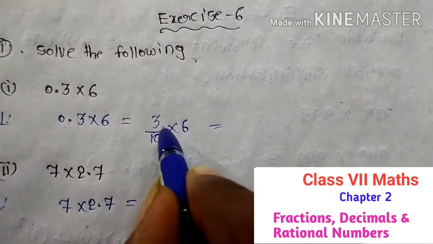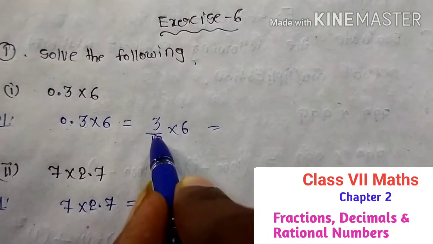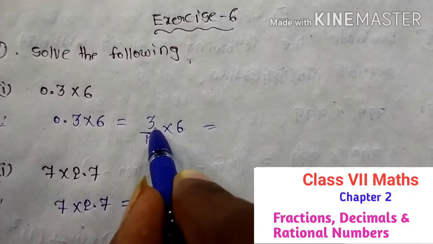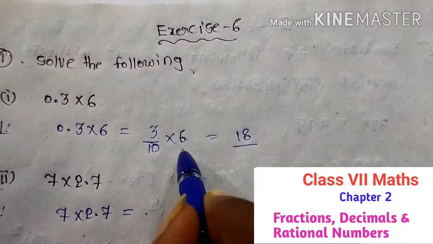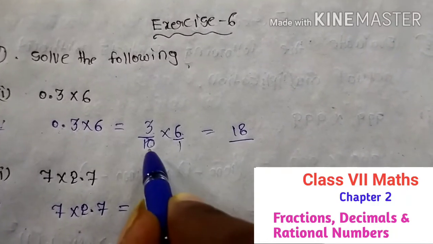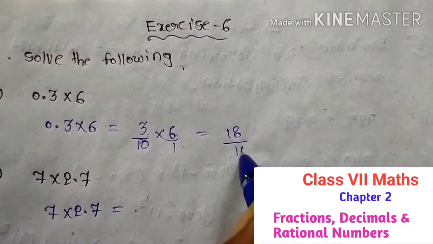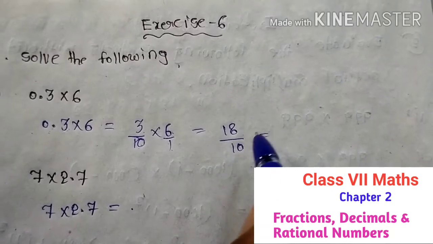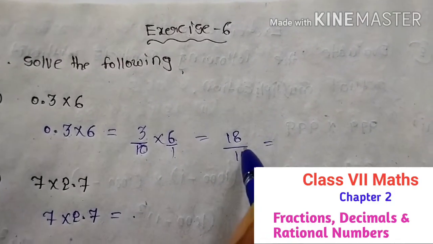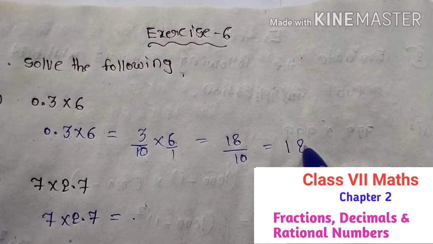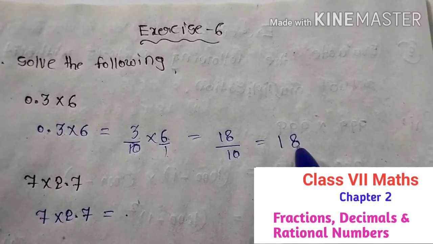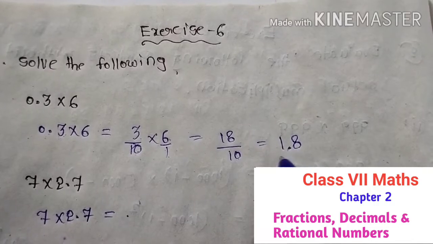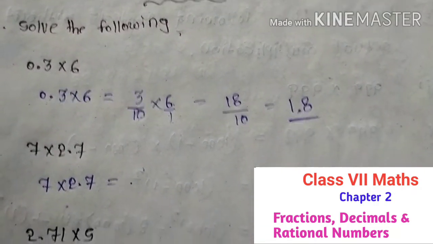You can write here. You know how to multiply the fraction with numbers. 3 sixes are 18 by 10. 6 means you have 6 by 1. 1 tens are how much? 10 only. 18 by 10 means you can represent once again in the decimal form. How can you represent? First you can write here 18. See here, from right side after one digit you can keep decimal point. One digit, you can keep a decimal point. This is your answer. Very easy.